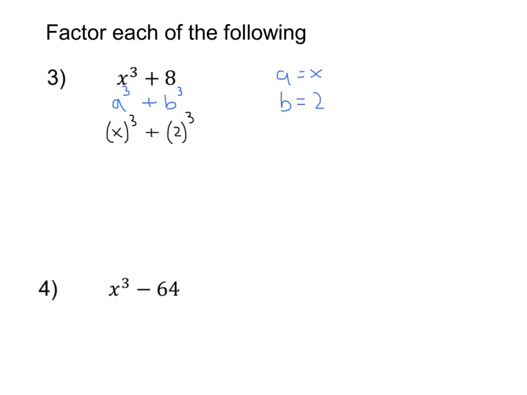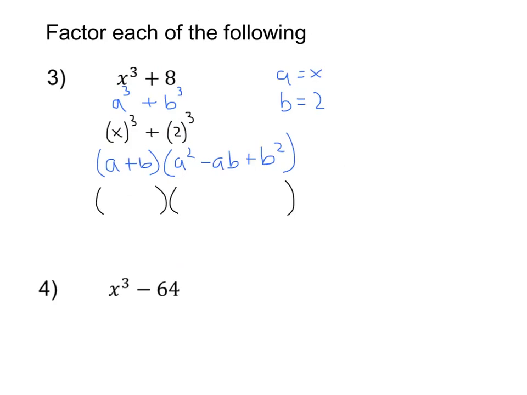And to factor this, all we're going to do is follow our pattern. Right? So we know that a cubed plus b cubed can be factored like this. The quantity a plus b times the quantity a squared minus ab plus b squared. Okay? And all we need to do is just follow this formula.